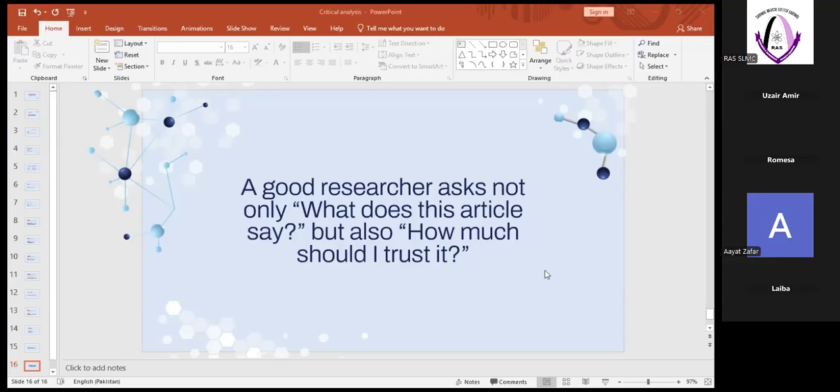But as I mentioned, bias exists in each and every single one of the articles. The only thing is that it should not exist so much that it affects the article in its entirety.